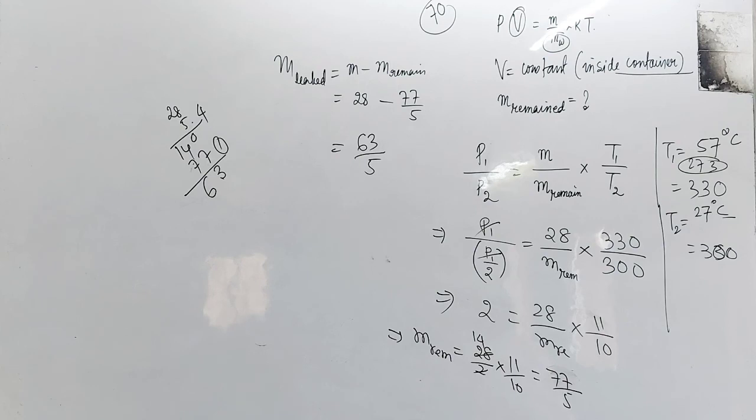For this question number 75: the number of oxygen molecules in a cylinder of 1 meter cube volume, at a temperature of 27 degrees Celsius and a pressure equal to 13.8 Pascal. You should remember that Pascal is the standard unit of pressure. Then if we use the formula, we write the equation.